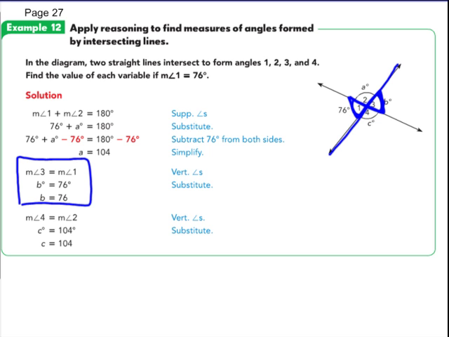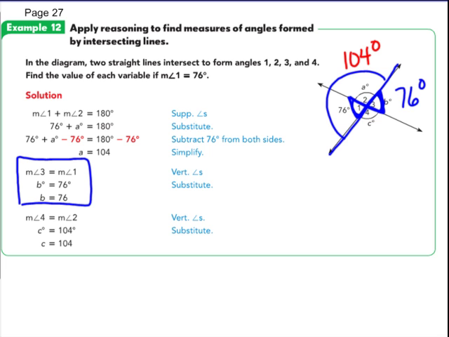They are the non-adjacent angles, diagonally across from each other. They have to be the same. So I know 1 and 3, or 1 and B, are both 76. 1 and 2, as you saw here, have to add to 180 because they make the top arc of 180 degrees. So 76 plus what number? 104 makes 180. So this angle, A, is 104 degrees.